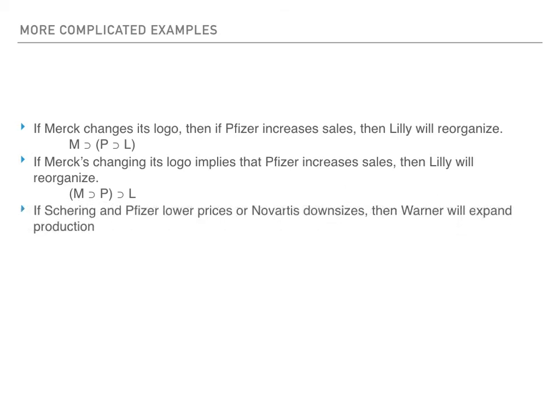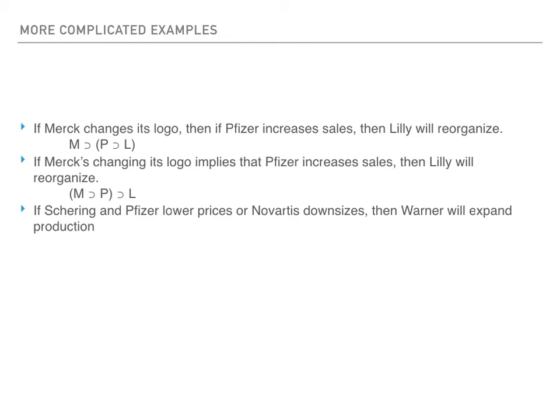Just to hammer this point home about commas and antecedents, let's look at this sentence. It says, "If Schering and Pfizer lower prices or Novartis downsizes, then Warner will expand production." We see the "if... then," so we know this is a conditional statement. The main operator looks like a horseshoe because we follow it out from the word "if," and we see this long complicated sentence, then the comma and the word "then," and on the other side is just the other sentence, "Warner will expand production."